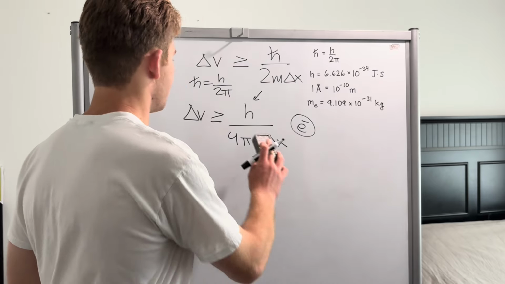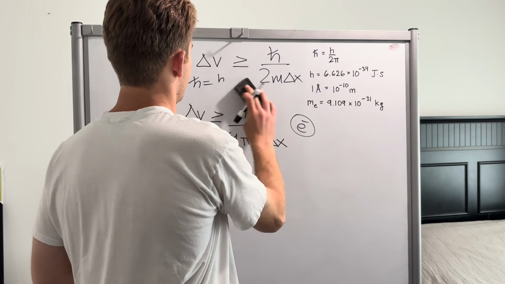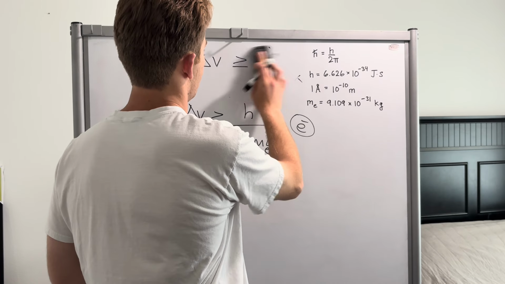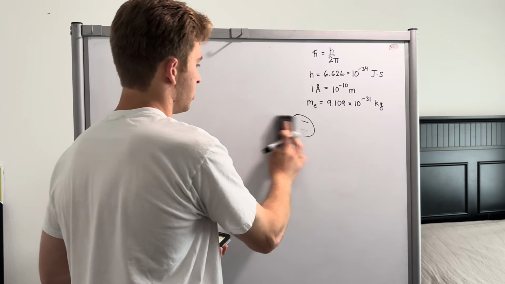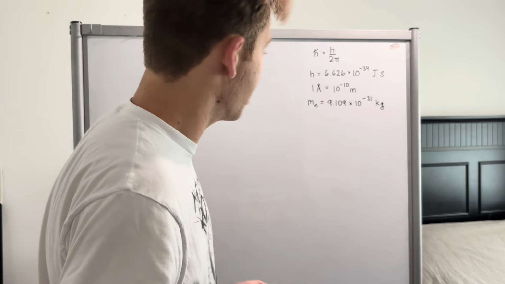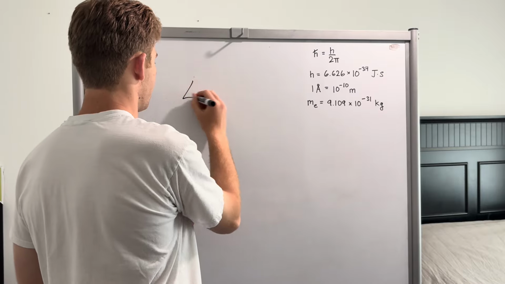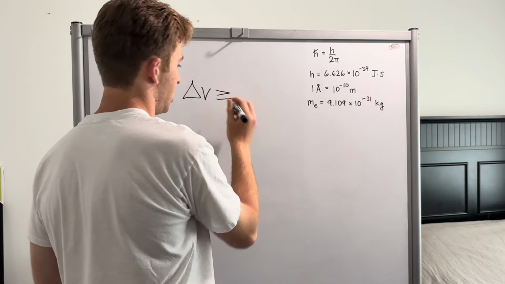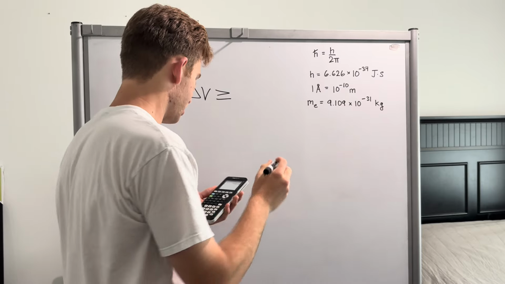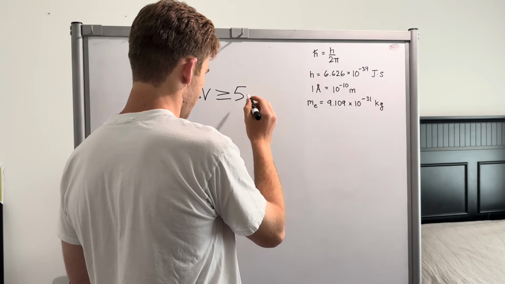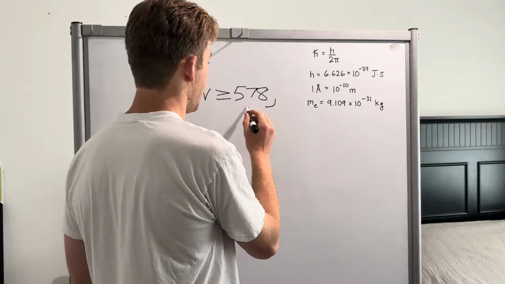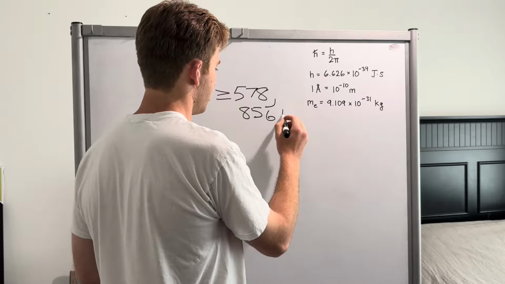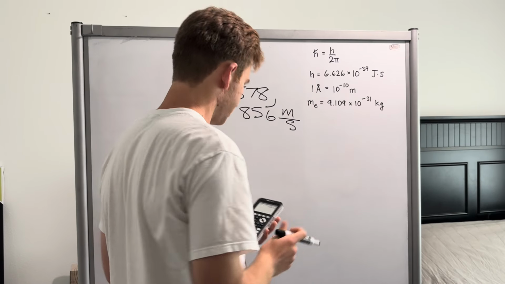Let me get rid of this. And I'll actually get rid of this too. Write our answer big and grand here. Our uncertainty in velocity has to be at least 578,856 meters per second.